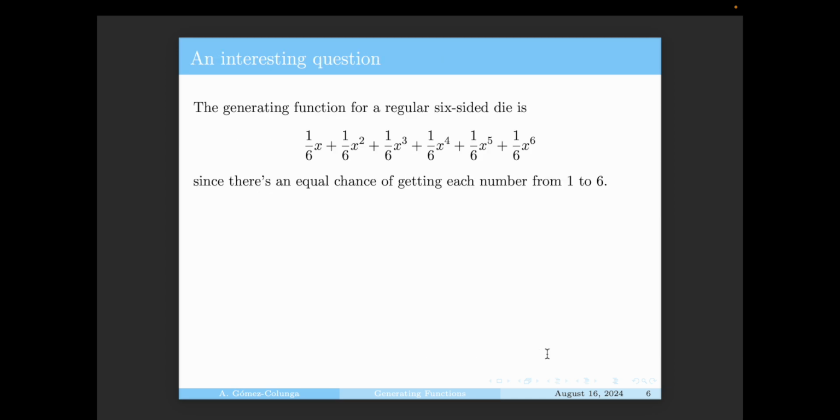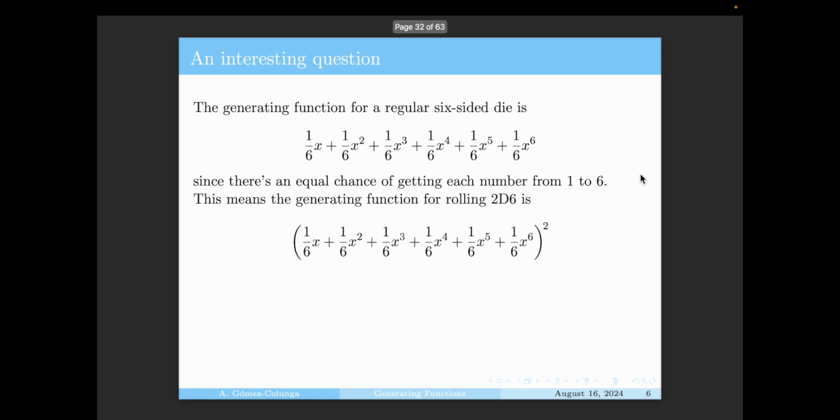Now, I'd like to pose an interesting question. So the generating function for a regular 6-sided die is this. There's an equal chance of each number from 1 to 6. There's a 1 in 6 chance of x to the 1. That is a result of 1. 1 in 6 chance of getting a 5. So the coefficient of x to the 5th is 1 in 6.